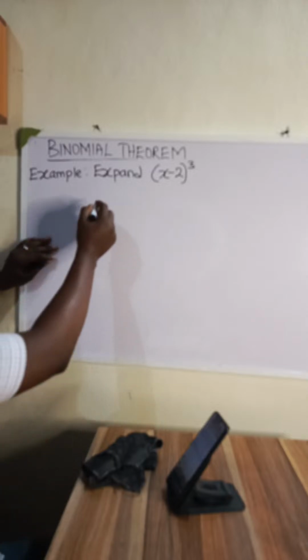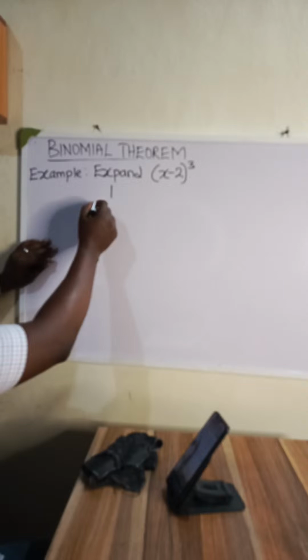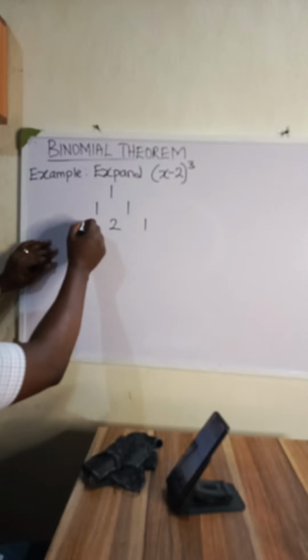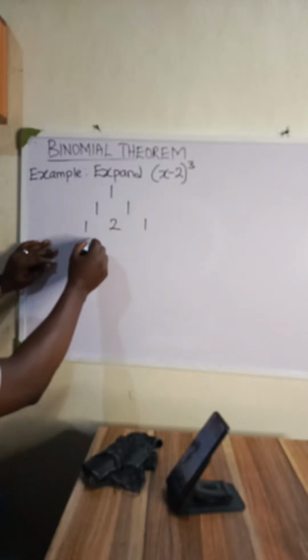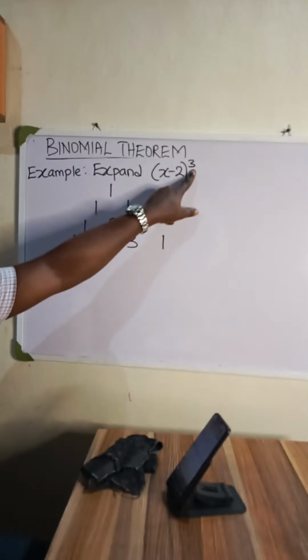As I said, we're going to use Pascal's triangle to expand this, and then we're going to use the usual method of expansion to expand it, and then we'll check if we arrive at the same answer. So first, let's use Pascal's triangle. We know that we have 1, then 1, 1, then 1, 2, 1, then 1, 3, 3, 1.